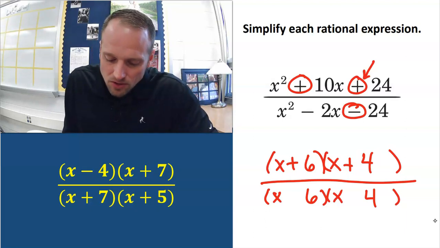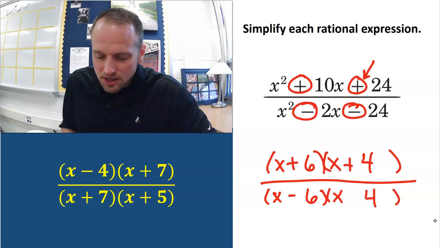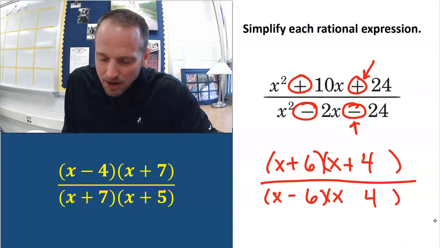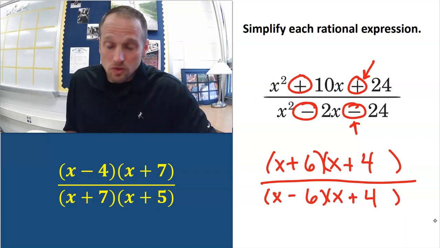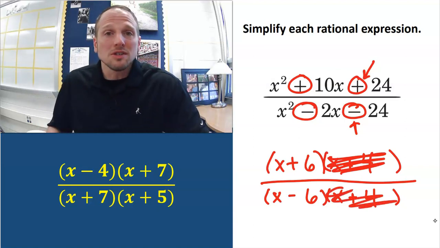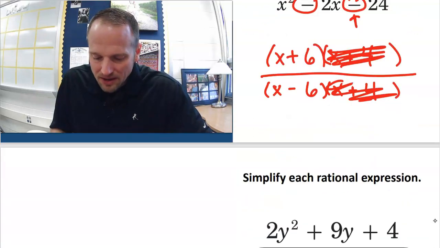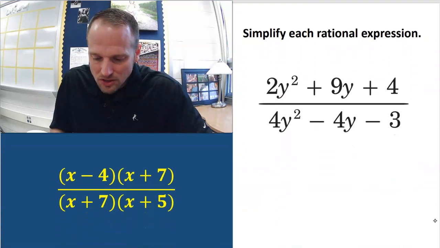Okay, now let's look at the signs. Bigger number always gets the first sign, so that minus is going with the 6. And since this one is a minus, it means the signs are opposite. X minus 6, x plus 4. So the x plus 4s are the same. They'll cancel, and we've just got x plus 6 over x minus 6. That's pretty cool how that simplifies down into something that is much, much easier.